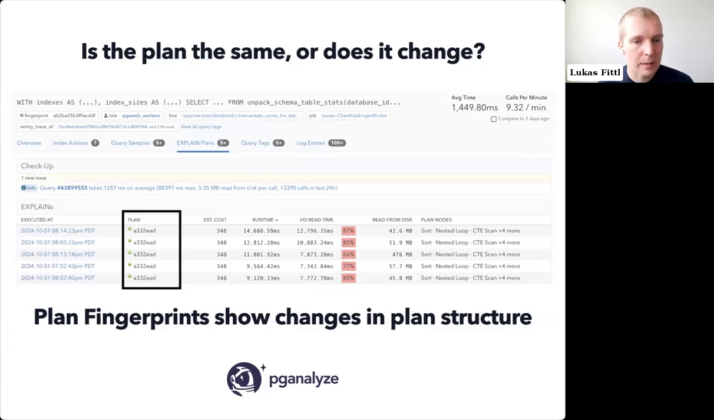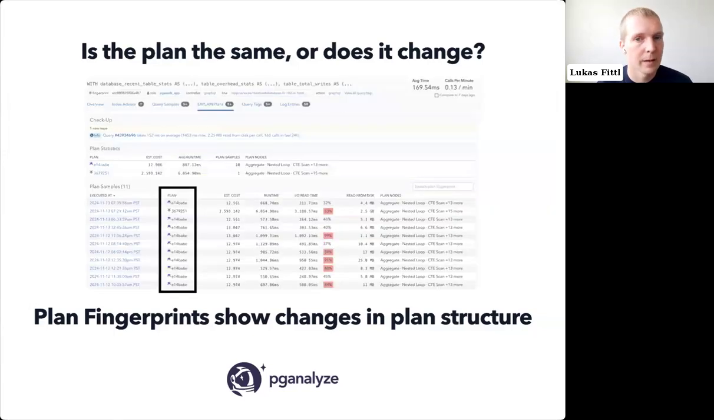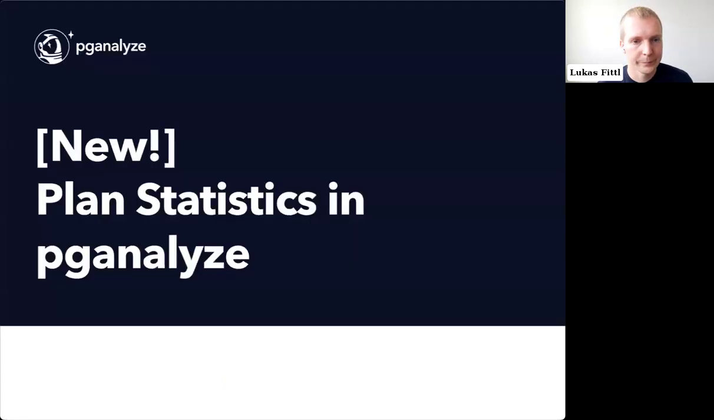And so when you look at the explain plans in pganalyze, you can use that to identify whether the plan has changed. Now, here's an example where almost all the recorded executions, or recorded plan samples, have this E14 plan fingerprint, but then one of them is an outlier. And that one was also slower.